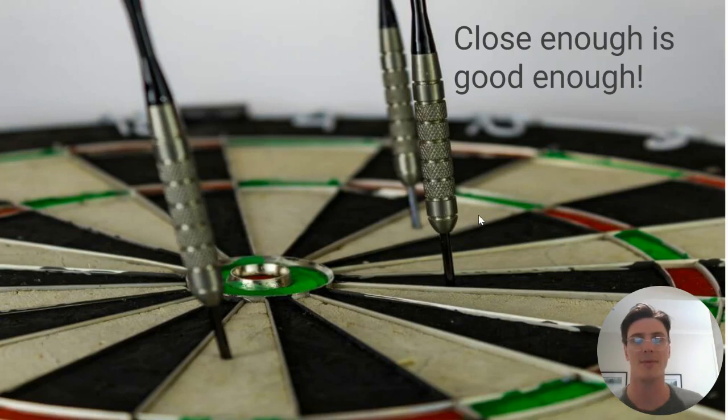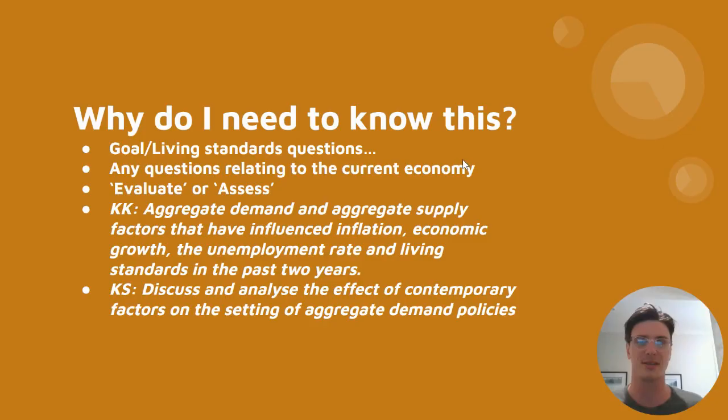So remember, close enough is good enough when you're doing this stuff. You don't need to be perfect. If you get the first number right for inflation, real GDP growth, or full employment, that's good enough. I mean, try to get it as close as you can, but don't waste too much brain power freaking out about this stuff.